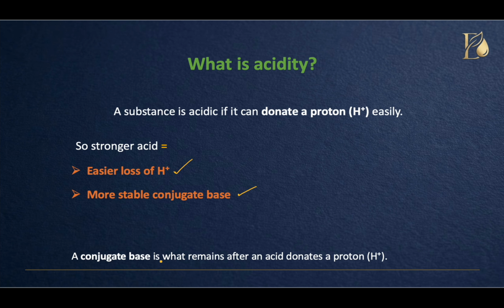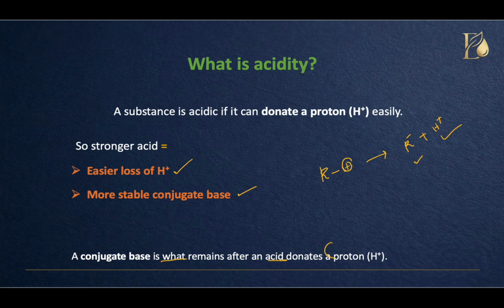Okay, what is a conjugate base? A conjugate base is what remains after an acid donates a proton. So, for example, if we have a compound which is RH, and it removes this proton, then what will remain? It will form R minus plus H plus. So here this is a proton and this is a conjugate base. Now, in order to compare the acidity strength between these compounds, we have to know the easiness of losing the H plus and the stability of the conjugate base.